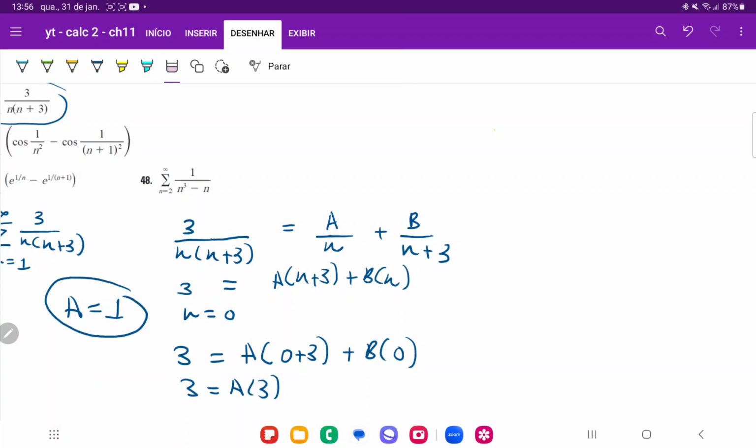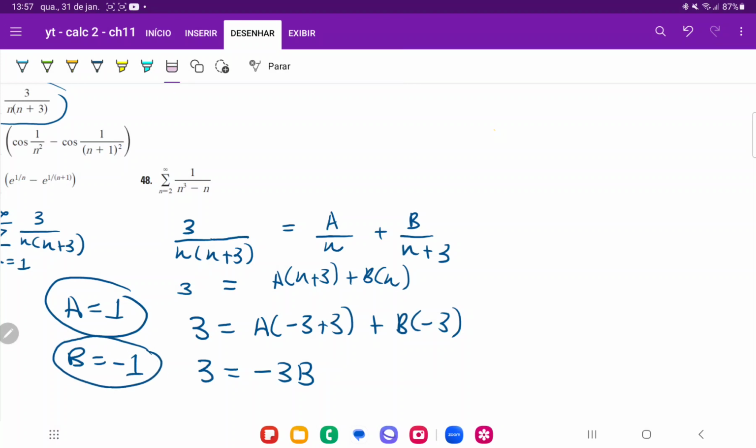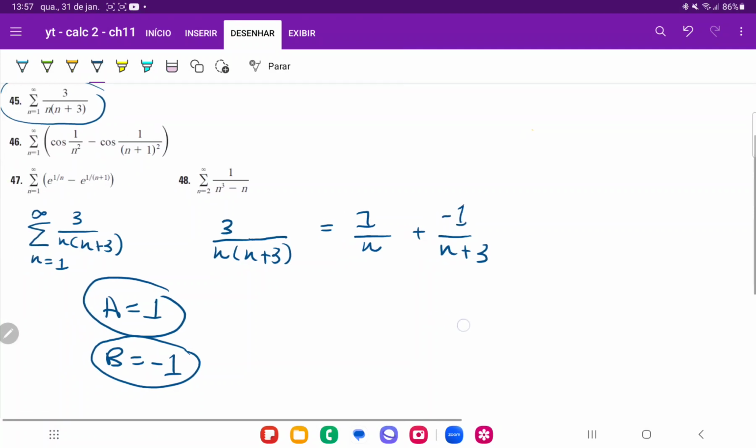That's our first constant. And now we're going to take the same equation and we're going to plug in minus 3 for n. So if we do this, we have 3 equal to a times (-3 + 3), which is 0, plus b times -3. So if we simplify this, a times 0 disappears, leaving 3 equal to -3 times b, which therefore means that b is equal to -1. So once we have found these constants, we're able to replace them here. So a was 1, and then b was -1. So that is the partial fraction decomposition.